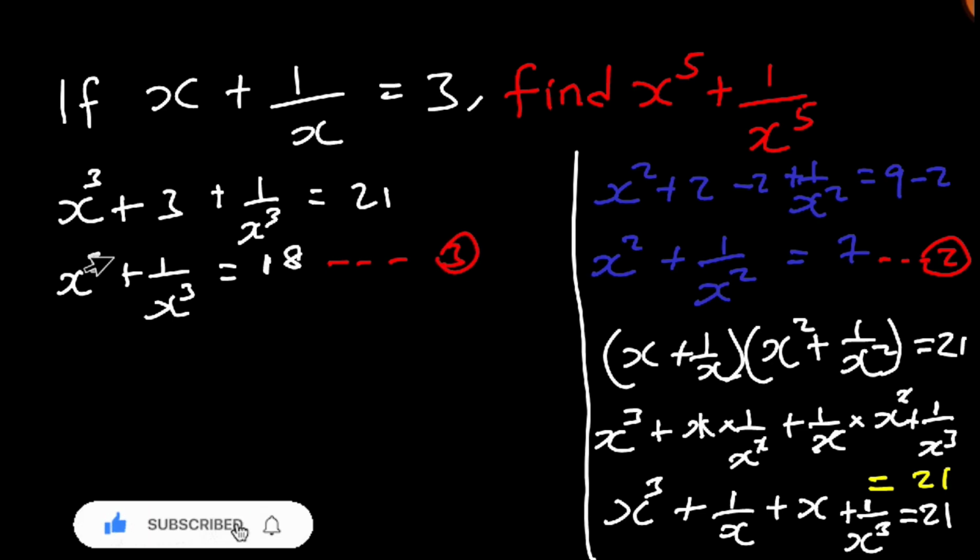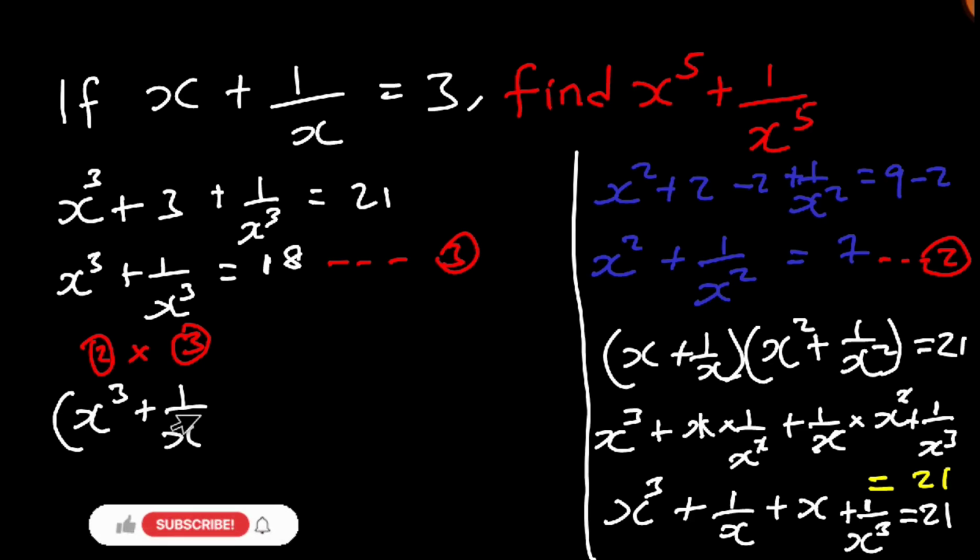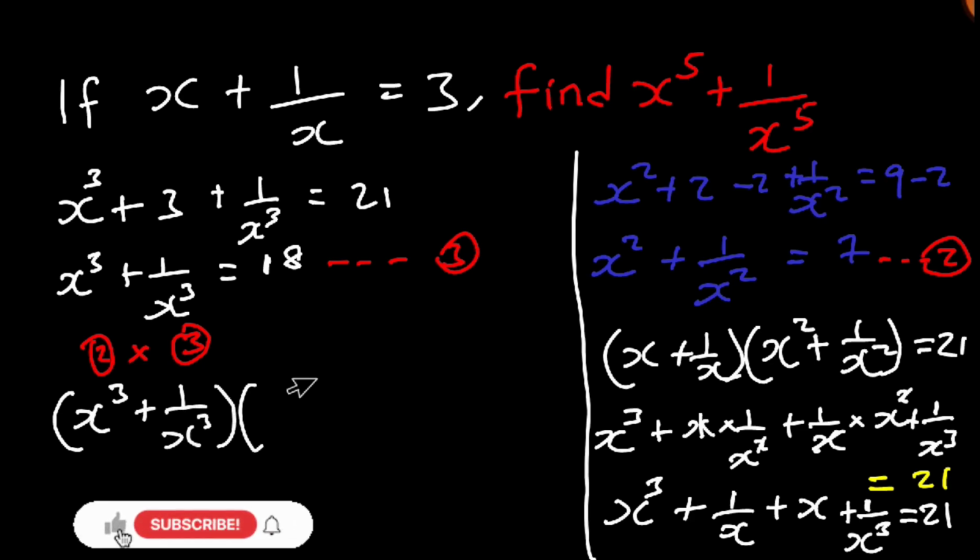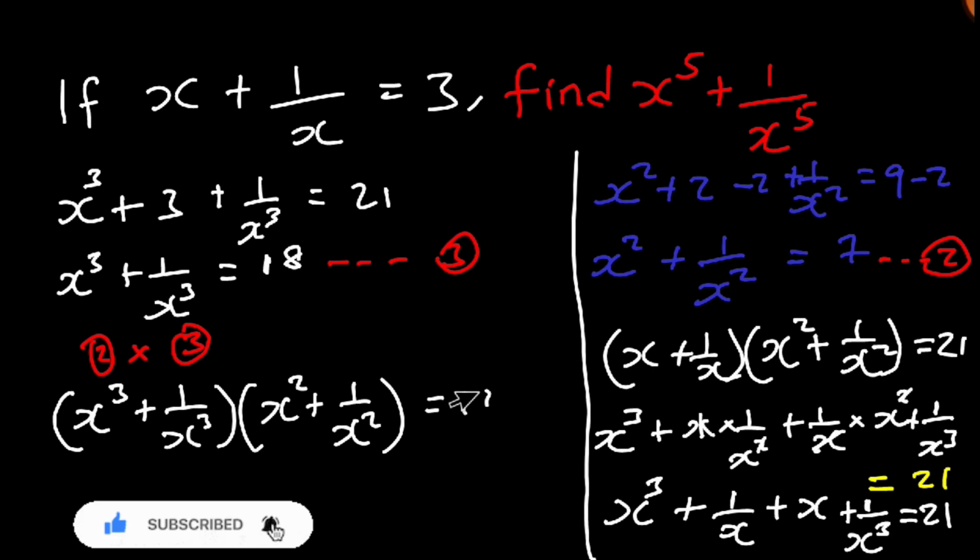Now notice that the power of this one is 3 and the power of this is 2. When you multiply the both, you get x to the power of 5. So what we're going to do now is multiply equation 2 and equation 3. So we're now going to have x cubed plus 1 over x cubed multiplied by x squared plus 1 over x squared equals 18 multiplied by 7.